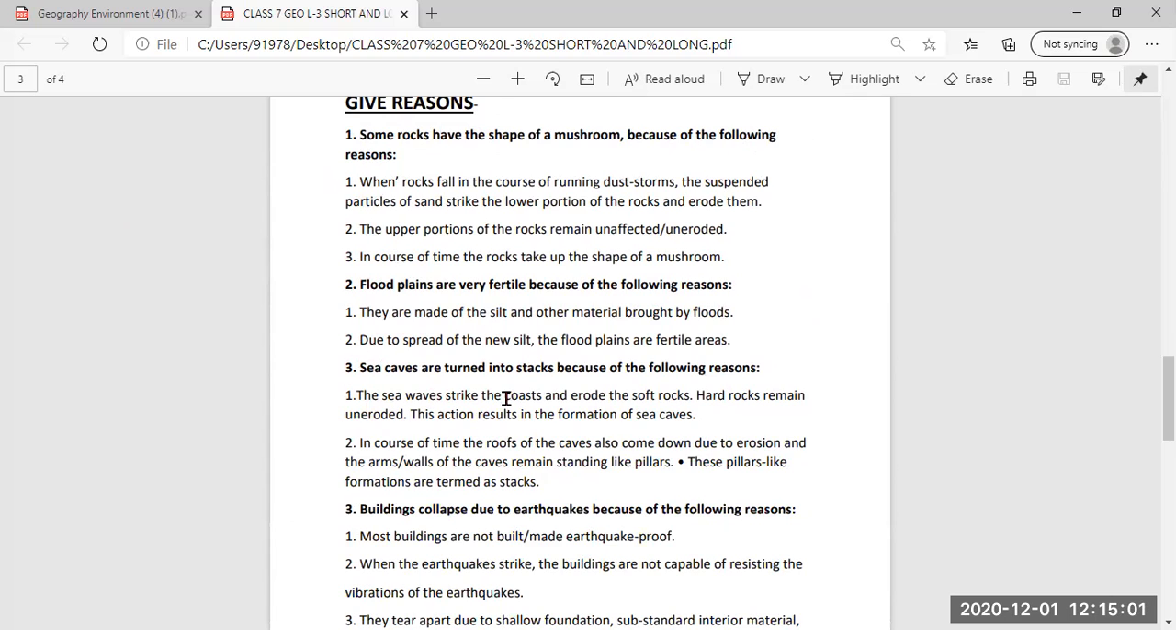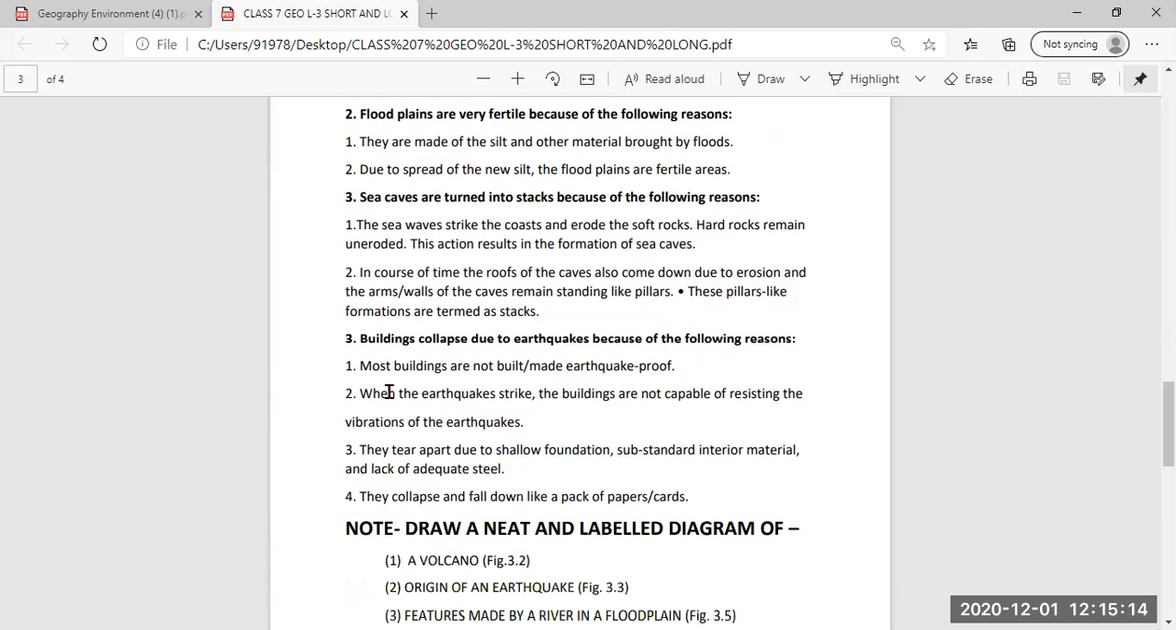Then sea caves are turned into stacks because of the following reasons. So these give reasons can also be asked in the form of question and answers or in the form of give reason itself. So you have to prepare this also. And building collapse due to earthquake because of the following reasons. So building also collapse. Now this is the fourth. By mistake I have written here third. Third is sea caves are turned into stacks because of the following reason.